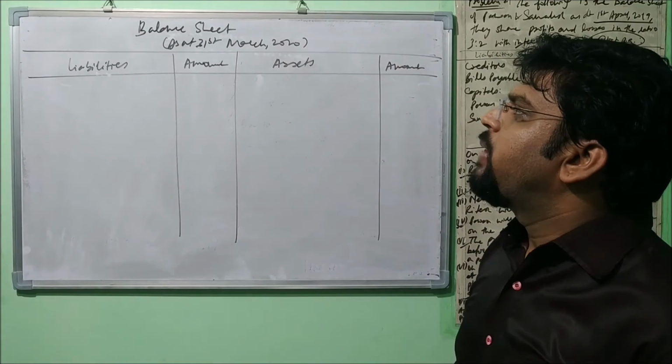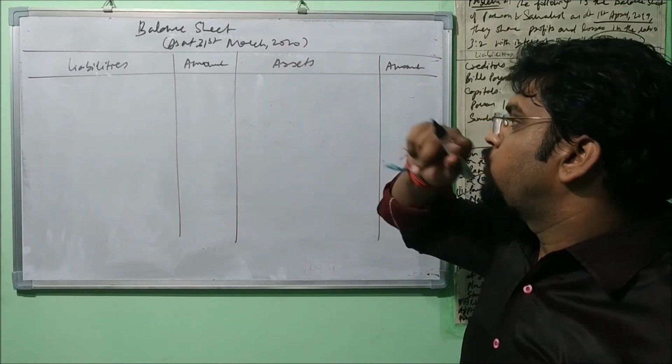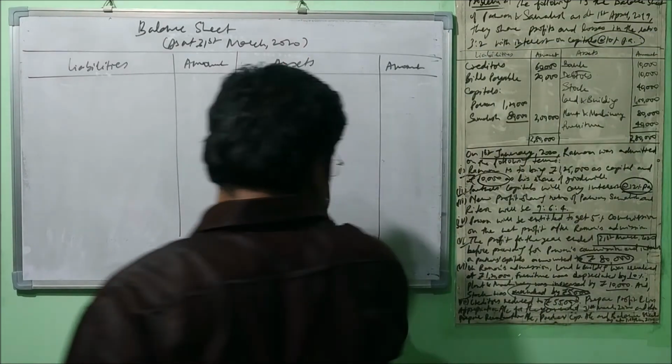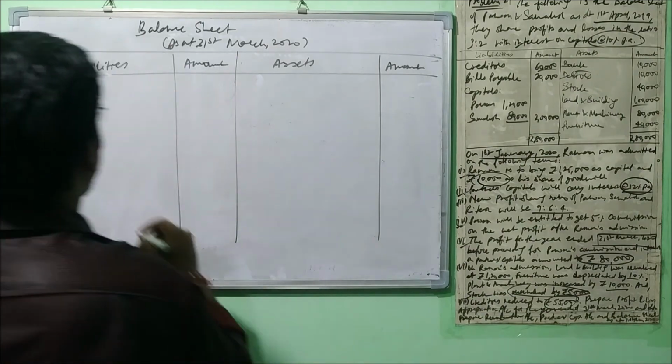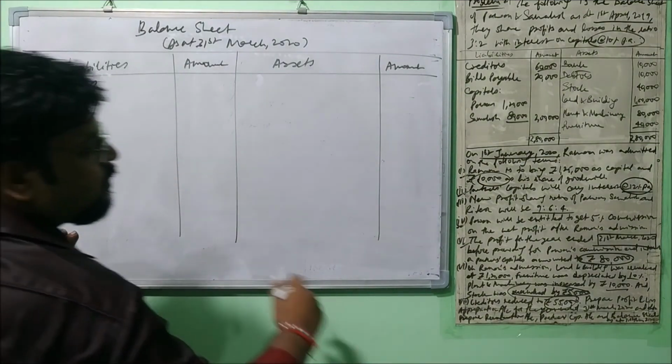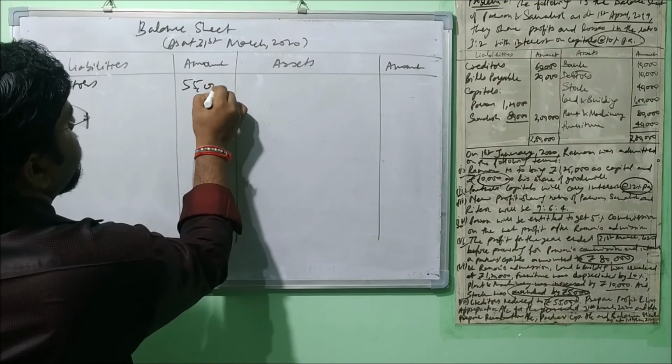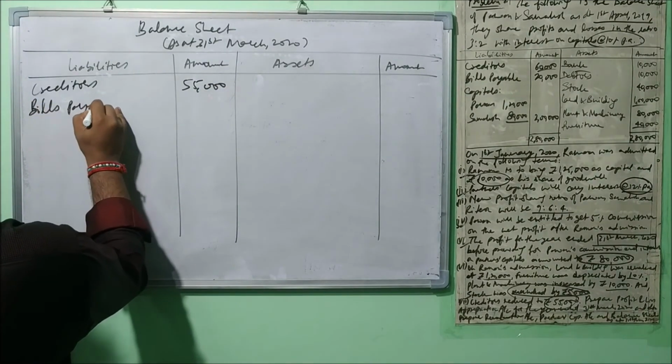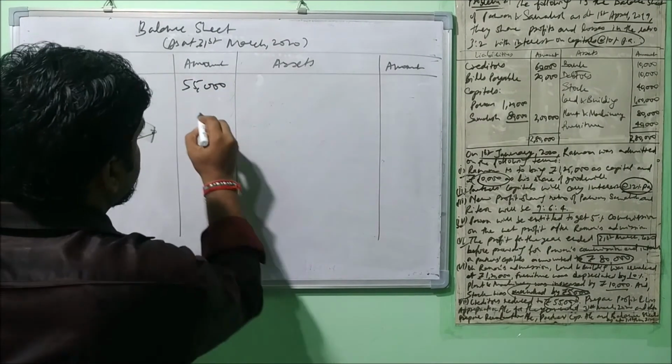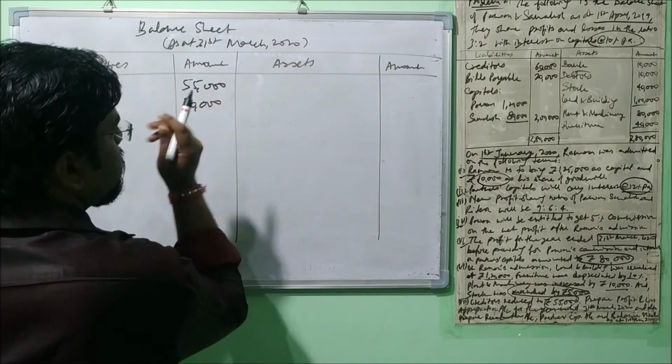So this is the format of the balance sheet as at 31st March 2020. Liability side, asset side. Okay, so let's put the values. Let's talk about the creditors. Creditors value has been reduced to 55,000. I put it. Now bills payable. I think there is no change in the value of bills payable. So 20,000 will be mentioned here as it is.